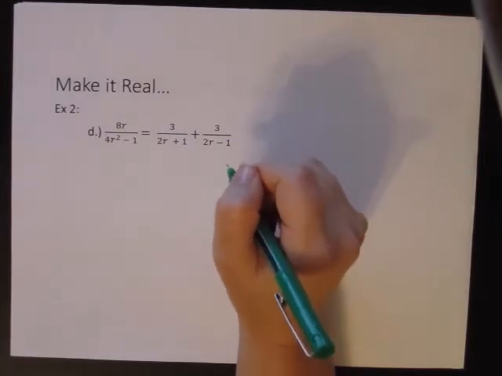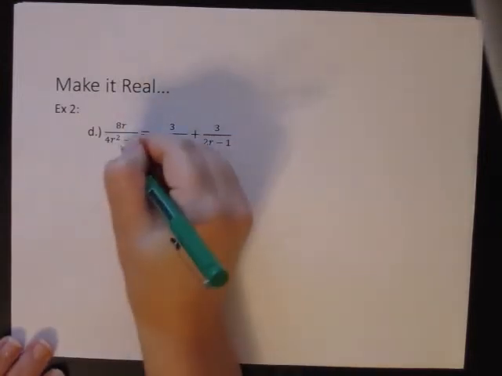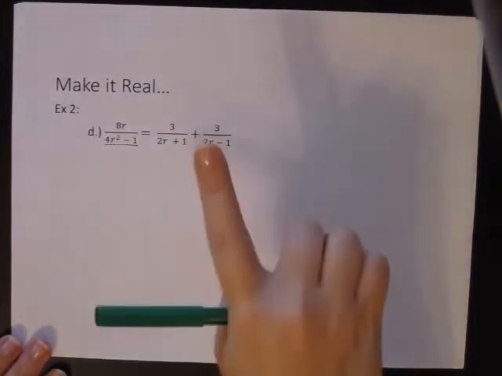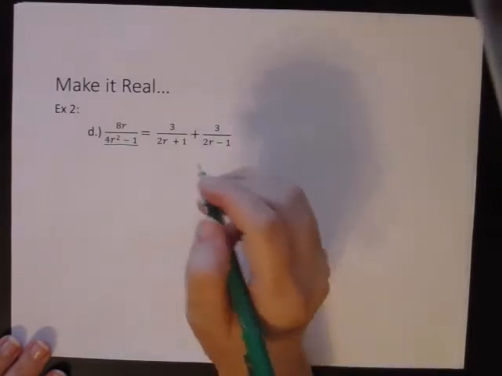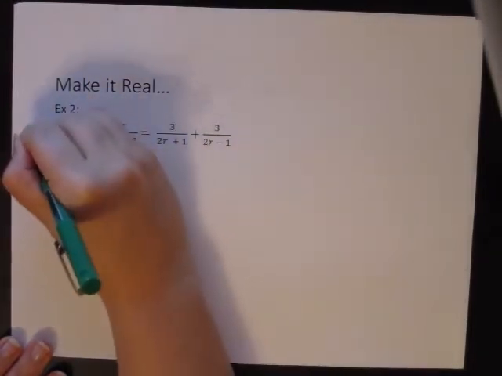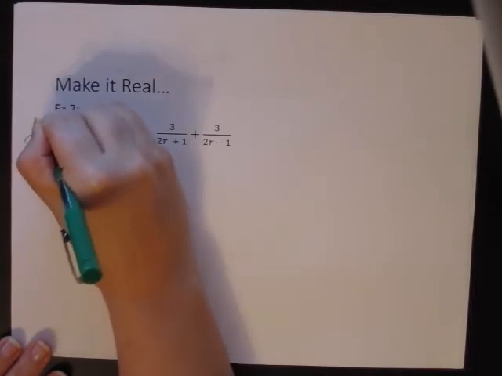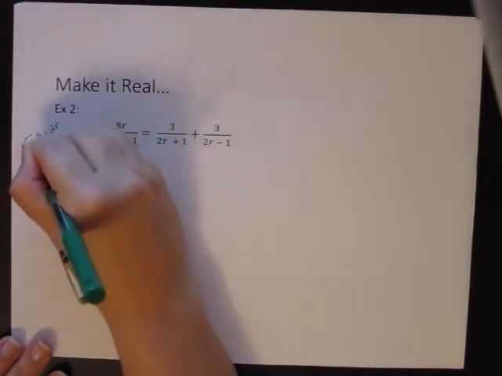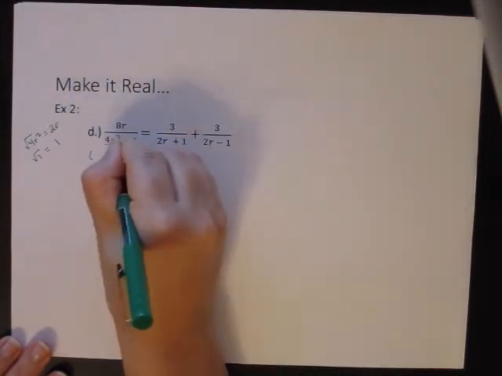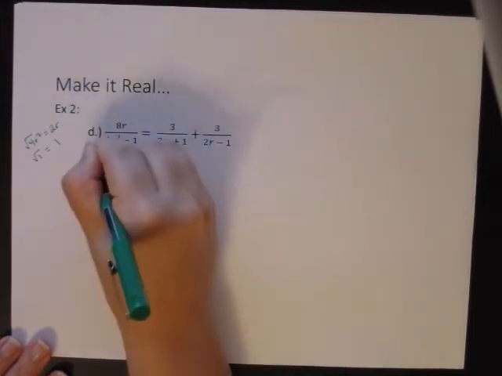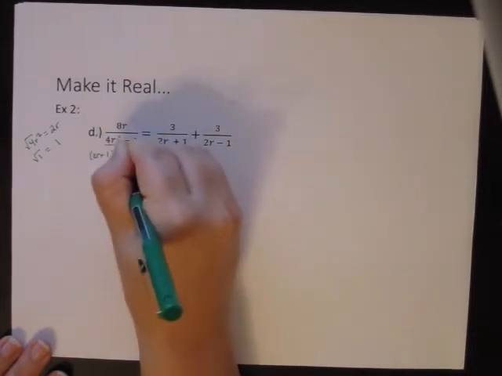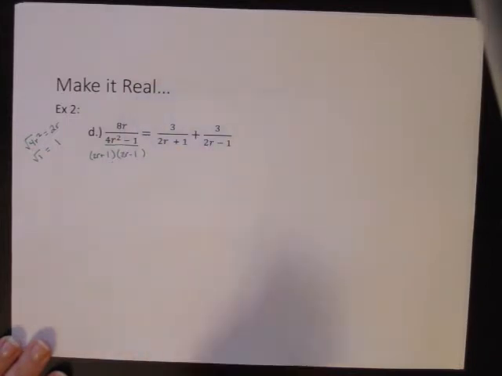Now before I can find out where it's undefined, I sometimes have to factor, and this right here is definitely factorable. When I have two terms, it either can be a GCF or it can be a difference of perfect squares. This one is a difference of perfect squares, so I take the square root of 4r squared, which is 2r. Then I take the square root of 1, which is 1. So I set up my binomials, plus and minus, so 2r plus 1, 2r minus 1.